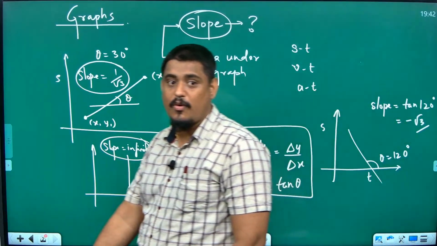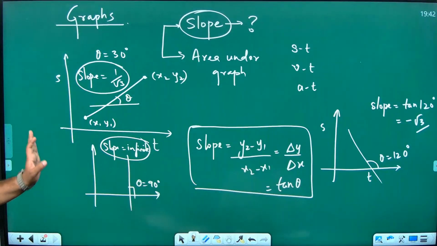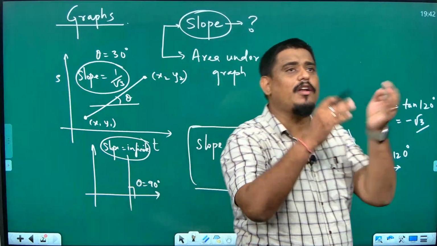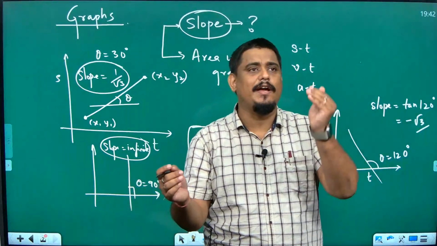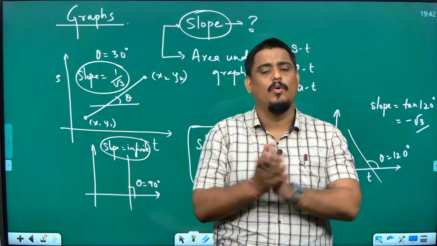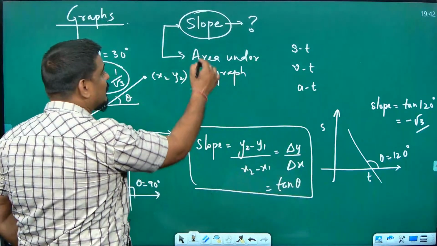So please have attention here. If you want to find the slope of any graph, the easiest method is tan theta. But if theta is unknown to you and you have coordinates known to you, then use y2 minus y1 by x2 minus x1, and you will easily get the slope of the graph. Okay. Second parameter I told was what?